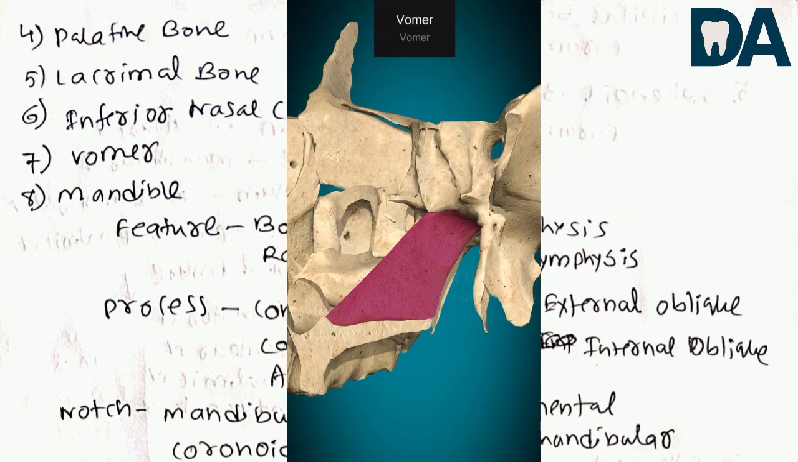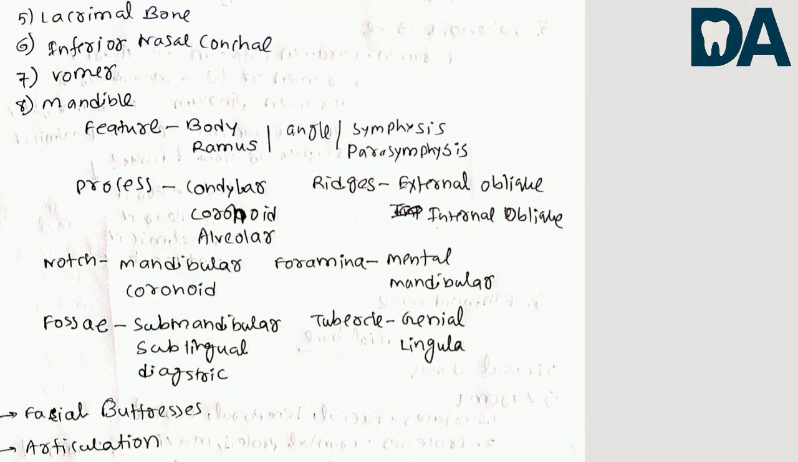Vomer. Vomer is a thin, flattened bone that forms the lower part of the nasal septum. It supports the septal cartilage that forms a part of the nasal septum.